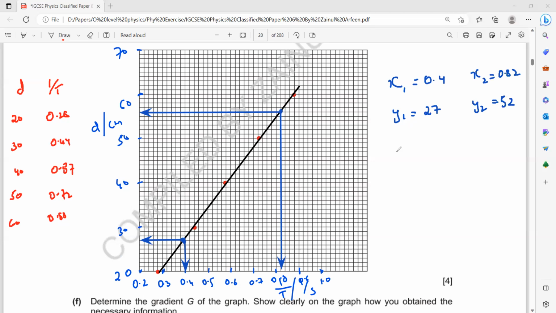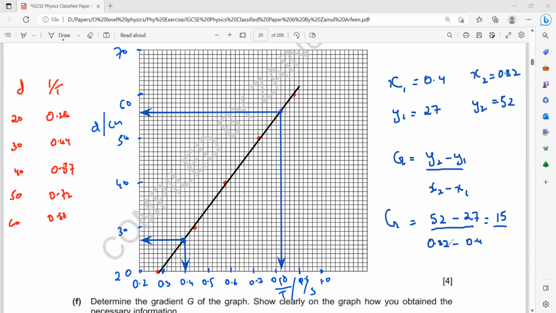How to work out the gradient? The formula for gradient, you have to learn that: y2 minus y1 divided by x2 minus x1. So y2 is equal to 52. y1 is equal to 27. x2 is equal to 0.82 minus x1 is equal to 0.4. Better to solve numerator and denominator separately. 52 minus 27 is 15, and 0.82 minus 0.4 is 0.42. So 15 divided by 0.42.